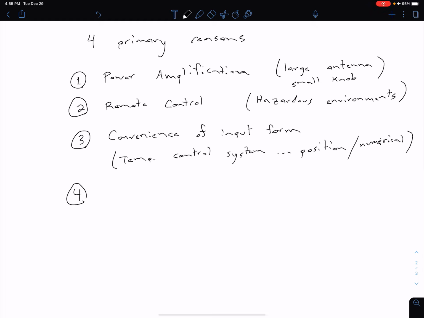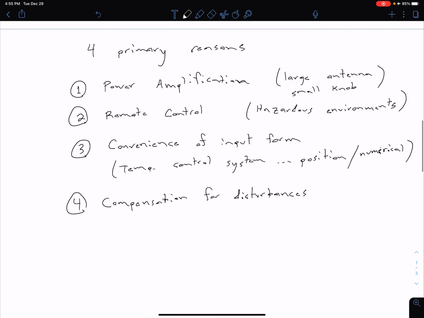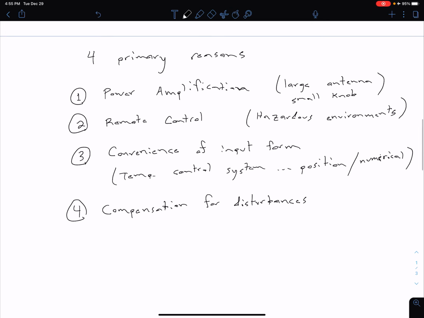Our fourth primary reason we want to build control systems is compensation for disturbances. As we're going to see in a later video, not all control systems are capable of this. There's only a certain type that are, and we'll talk about that a little bit later. But for now, let's link this idea back to a couple of our previous examples.